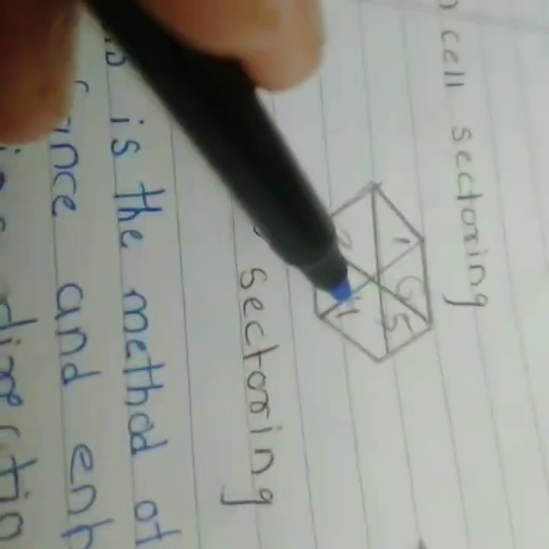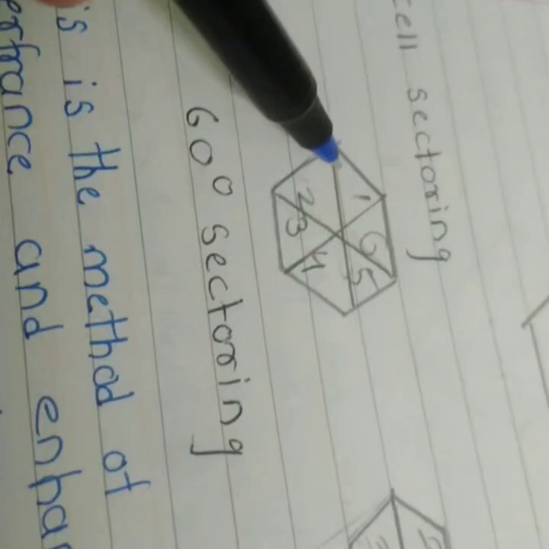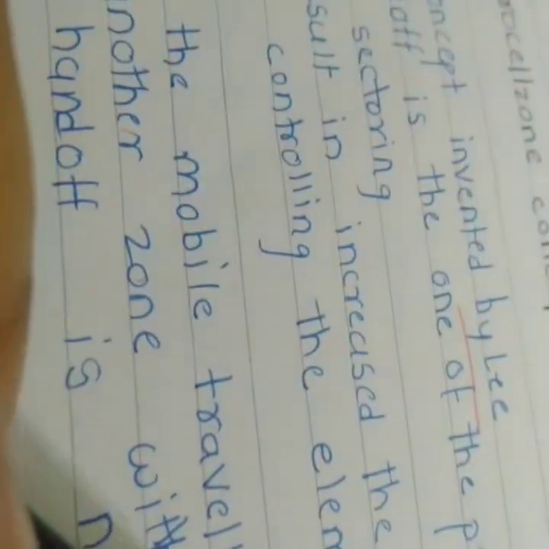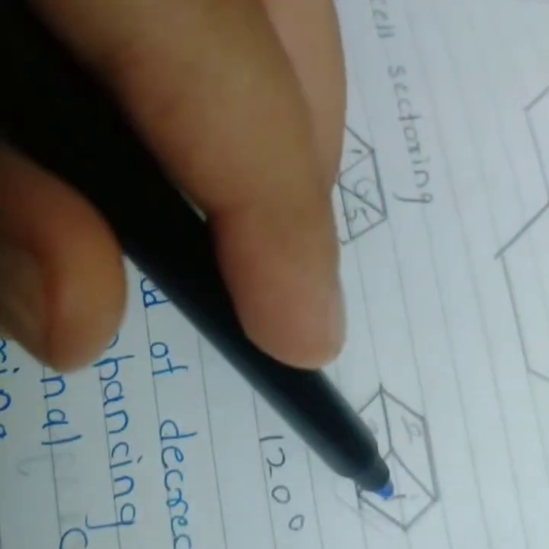As we said, each has its own base station, so we have many handoffs. That's why the capacity of the network decreases. That's why we are moving to the microcell zone. This is a better version of cell sectoring. It results in an increased load on the switching and controlling elements of the mobile system. When the mobile travels from one zone to another zone within the cell, a handoff is not required. Like we are moving from this to this, there is no handoff required in the microcell zone concept.